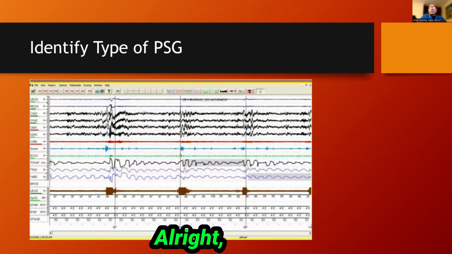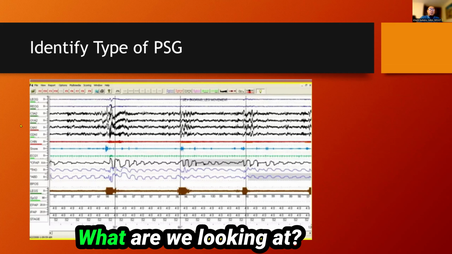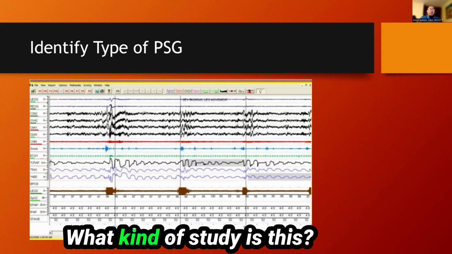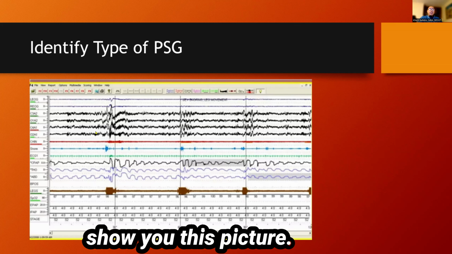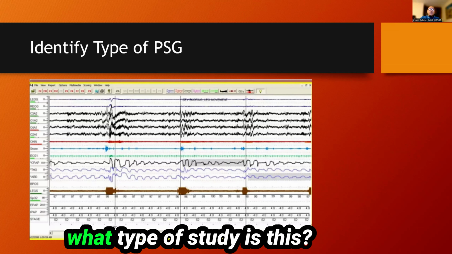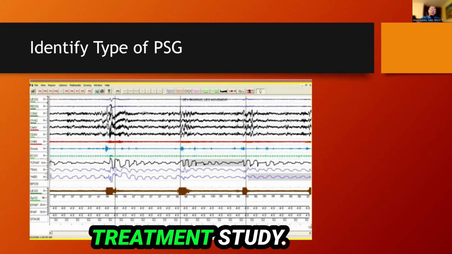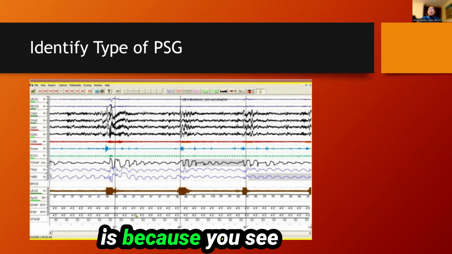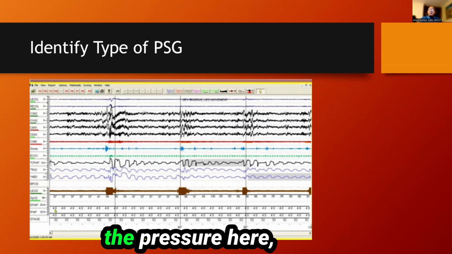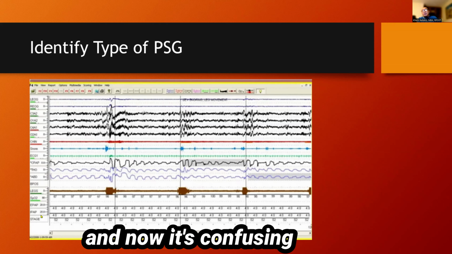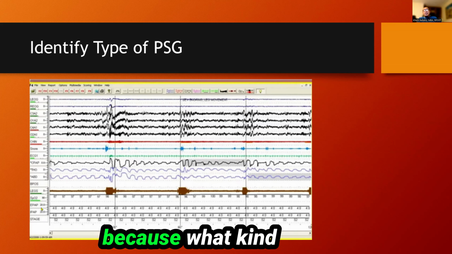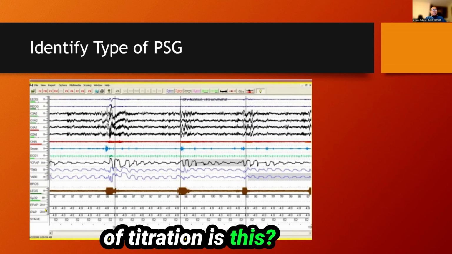All right. How about here? What are we looking at? What kind of study is this? My question is, I show you this picture, and now what type of study is this? Titration. Very good. Titration or treatment study. The reason is that you see the pressure here. And now it's confusing because what kind of titration is this?